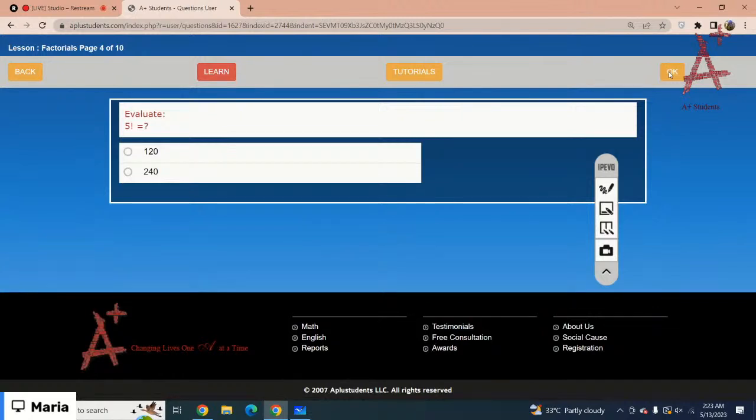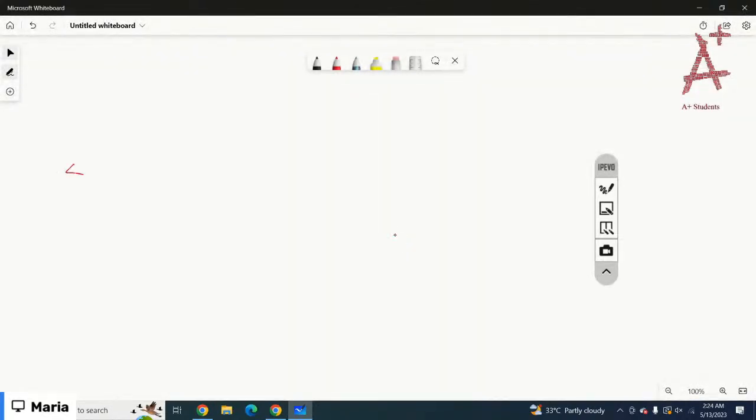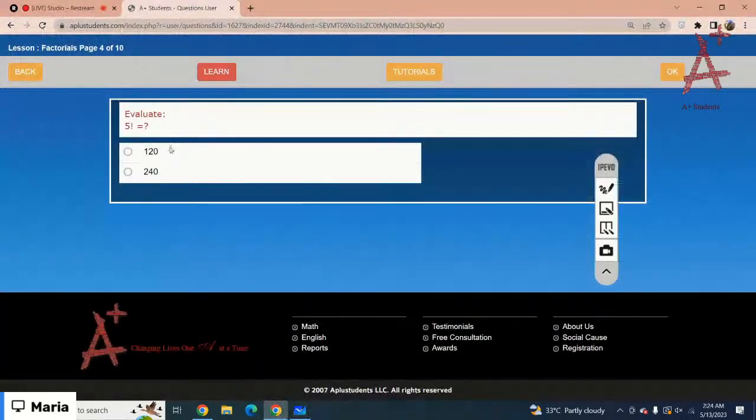Okay, then you have 5 factorial. It would be 5 times 4 times 3 times 2 times 1. 5 times 4 is 20. 20 times 3 is 60. And 60 times 2 is 120. So 5 factorial equals 120. Got it? 5 factorial is 120. The correct option is 120.